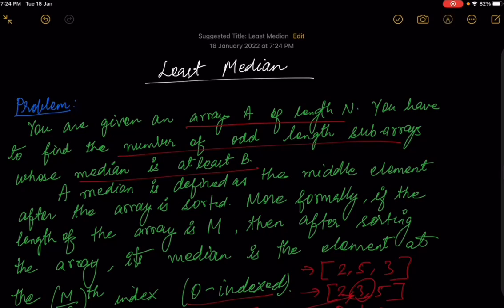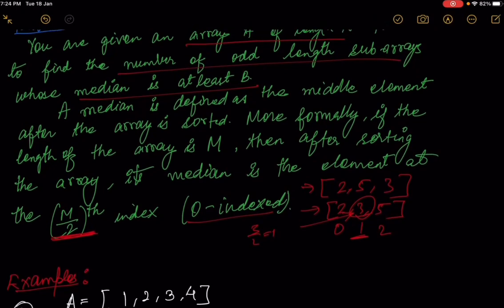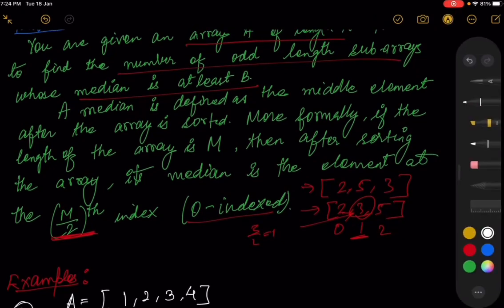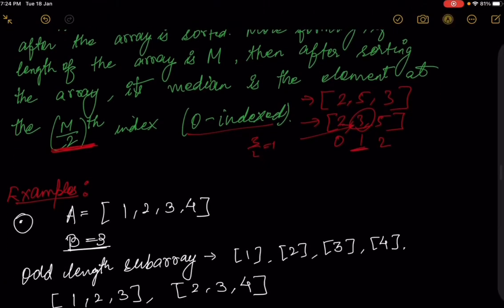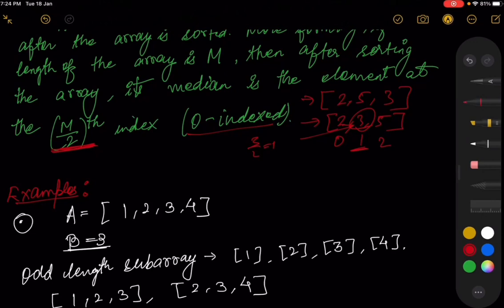Now let us look at some examples to understand it more clearly. Let's say we are given an array A like this, 1, 2, 3, 4, and we have to find the number of odd length subarrays whose median is at least b, where b is given as 3. We first enumerate all the odd length subarrays. You can have 1, then 2, then 3, then 4, then 1, 2, 3, and also 2, 3, 4. These are all the odd length subarrays of this array A.